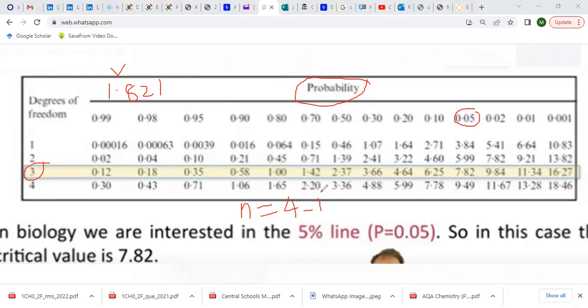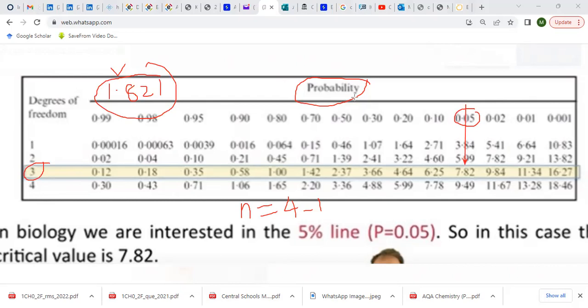Wait, sorry, what? This value, 1.82, it falls into which category? Okay, no, before I go into the next stage, just 1 minute. Your data, the value that you got, what should its value be? It should be 7.82.